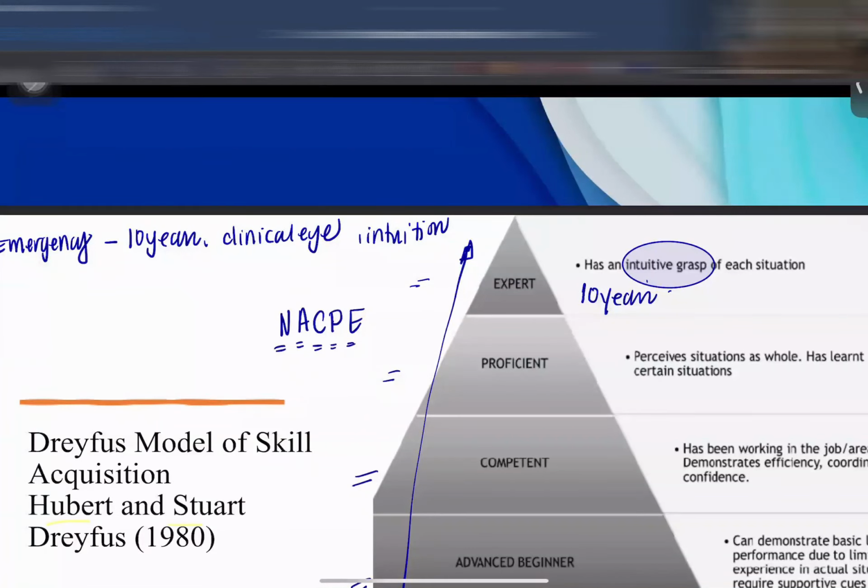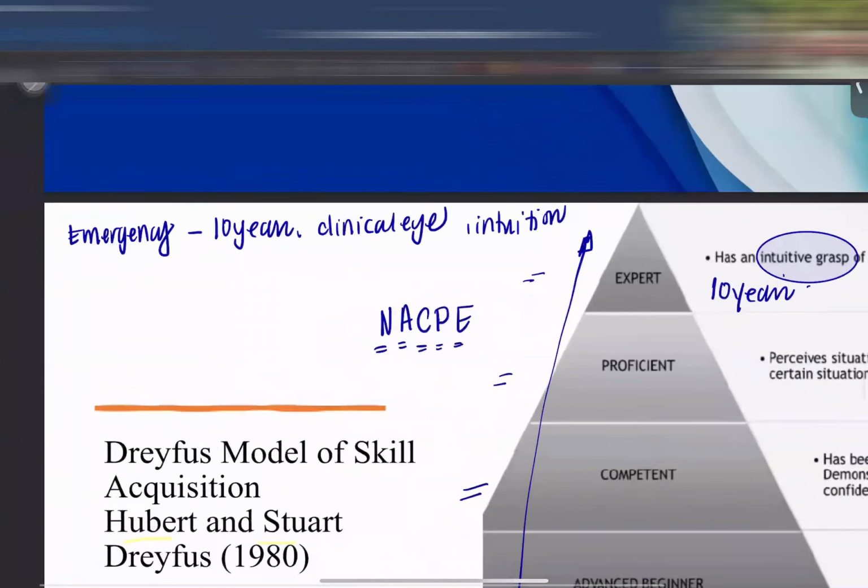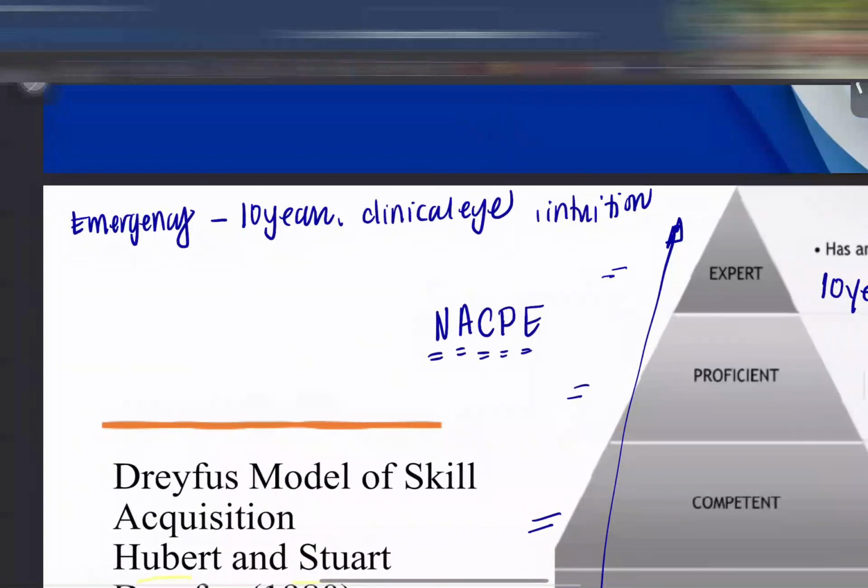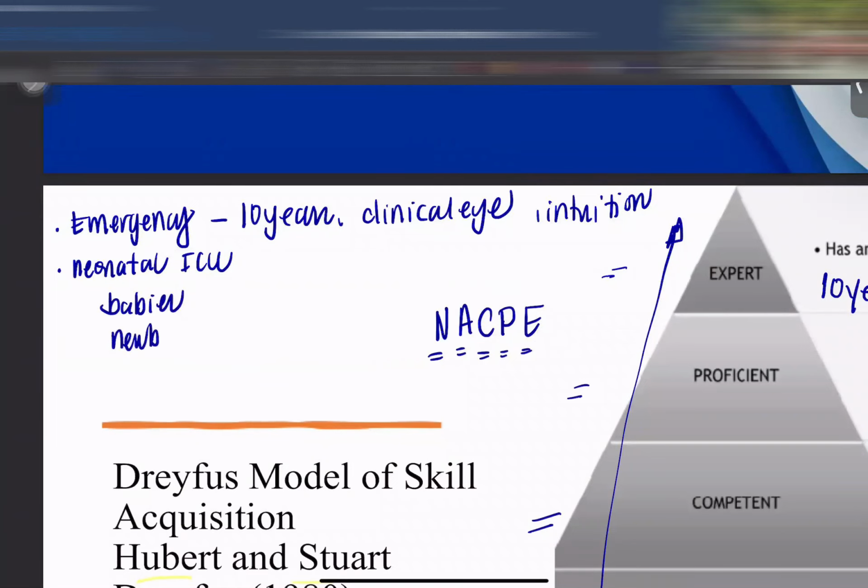Yes, sir. Based on the NACPE model, yes, the nurse could be considered an expert. Now, let's say, for example, this same nurse, my dear students, transferred to the neonatal ICU. When I say neonatal ICU, that's the unit that takes care of your babies, or particularly your newborns.